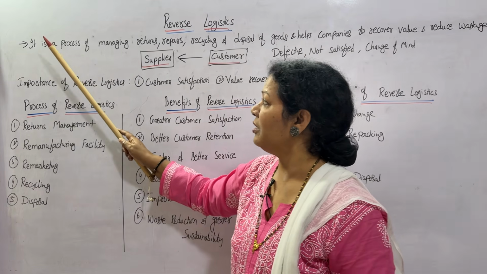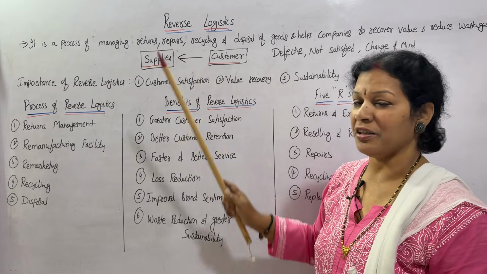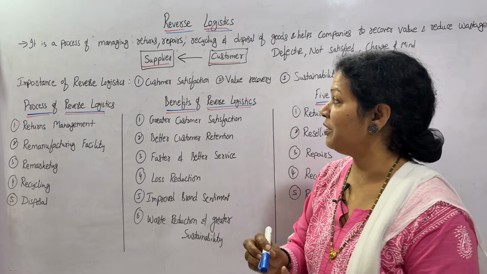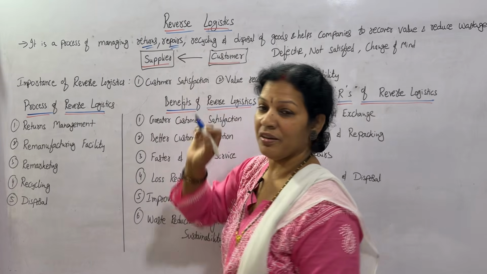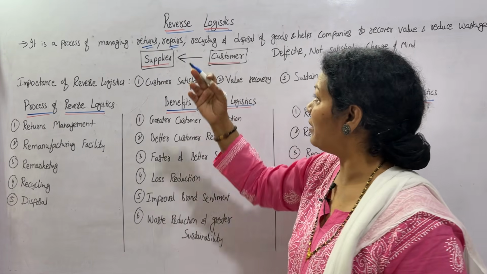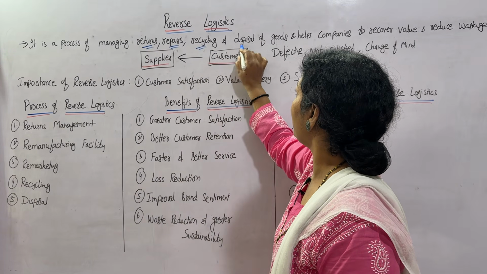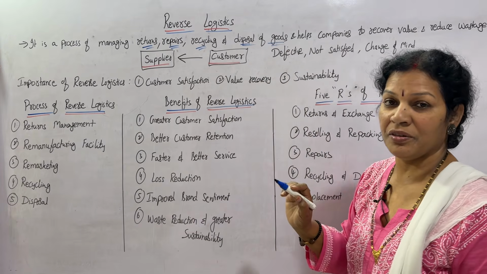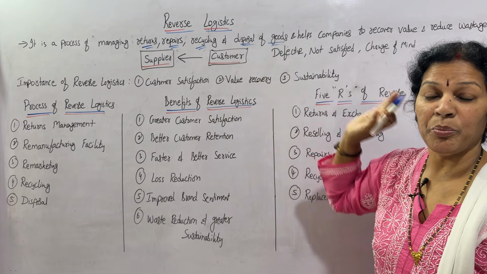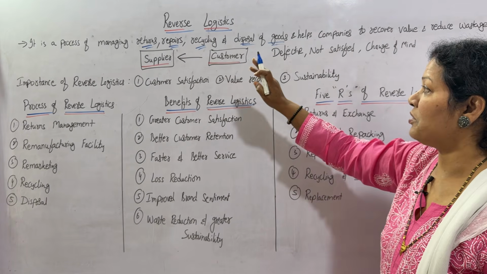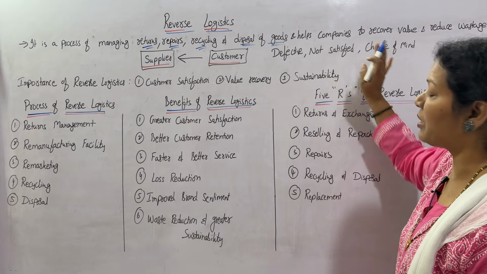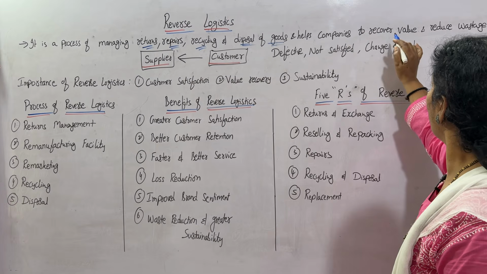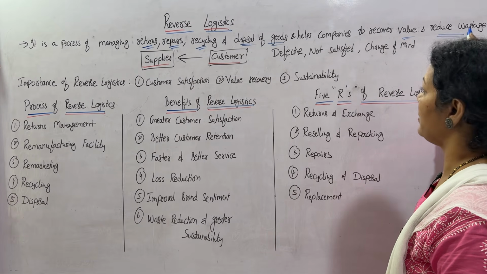Okay, see, it is a process of managing returns or repairs. It can be returns, repairs, recycling and disposal of goods. All these things happen in reverse logistics. Returns, repairs, recycling and disposal of goods, and it helps companies to recover value and reduce wastage.